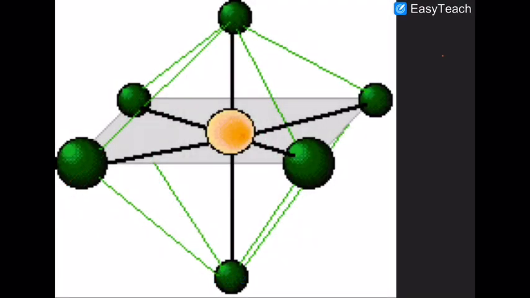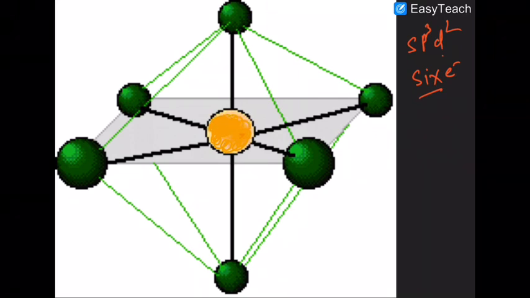Now look at the picture of sp3d2, where you have 6 electron pairs around the central atom. Here this orange color atom is the central atom. This orange color atom is the central atom.